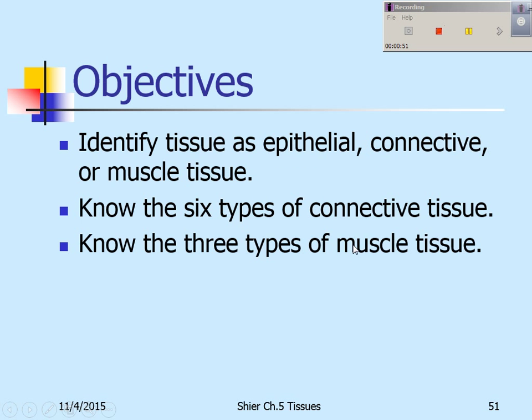All right. So for today, we're going to be taking notes. So if you haven't opened up your binder, you should do so. You want to be in Chapter 5. We're going to identify tissues as either epithelial, connective, or muscle tissue. So we're going to look at those 2 new ones today, connective and muscle. By the end of class, I'm hoping you'll know the 6 different types of connective tissue, as well as the 3 types of muscle tissue.